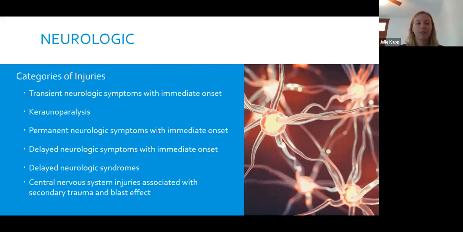So now I'm going to talk about the neurologic injuries, and there are several different categories that can be seen with lightning strike injuries. So the first one is transient neurological symptoms with immediate onset. And those ones are the most common. So signs and symptoms of those could be loss of consciousness, seizure, headache, paresthesia or weakness, confusion and memory loss.